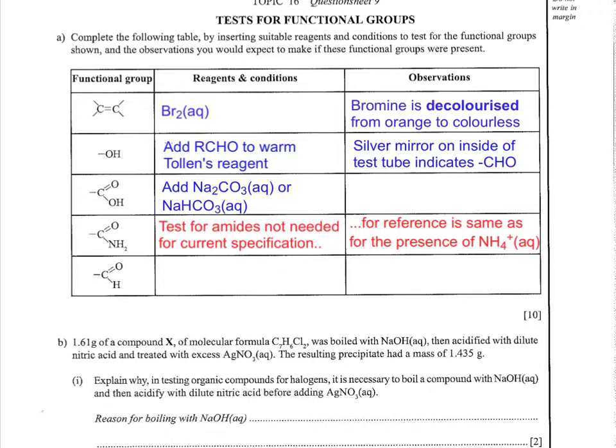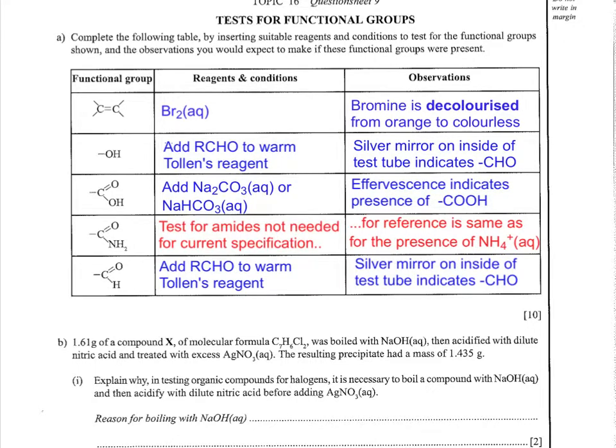For the presence of a carboxylic acid, you obviously add a carbonate or hydrogen carbonate. Sodium is as good as any, sodium hydrogen carbonate or sodium carbonate. Effervescence would indicate the presence of the carboxylic acid functional group. And the one at the bottom is really the oxidation product of the second one down, isn't it? So we've talked about that one already. It's the same idea.